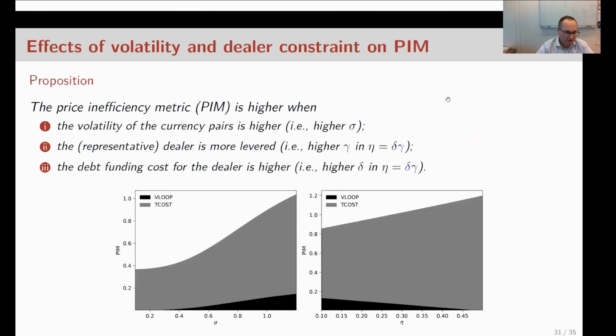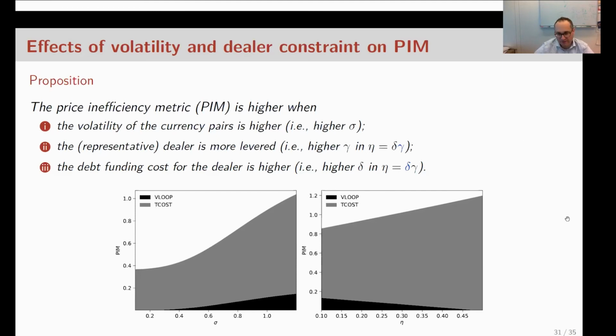And so based on this model, there are two main propositions that I would like to highlight and give you some intuition on. The first is that this price inefficiency metric PIM that we have empirically and that we can also analyze theoretically in the model tends to rise when volatility of the exchange rates goes up. So this is what you can see here on the left-hand side. And the effect comes mostly from the rise in the transaction cost. That also empirically turned out to be the most important effect.